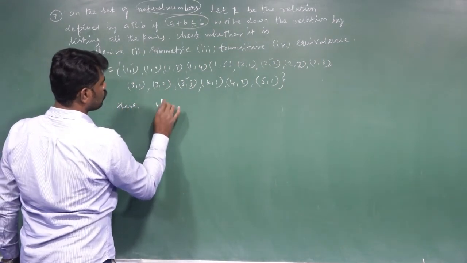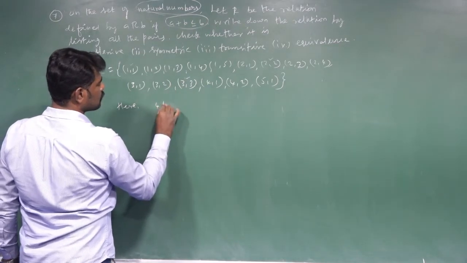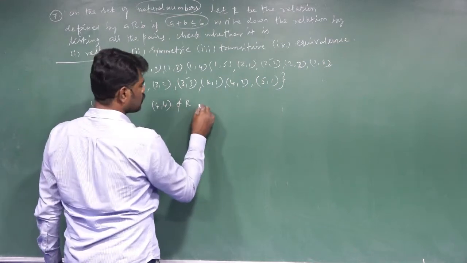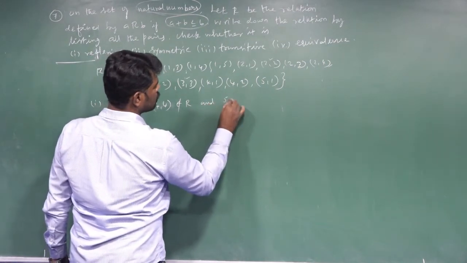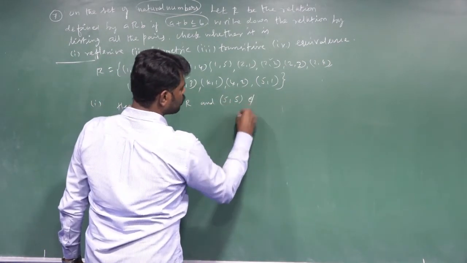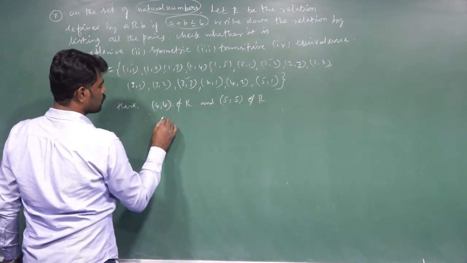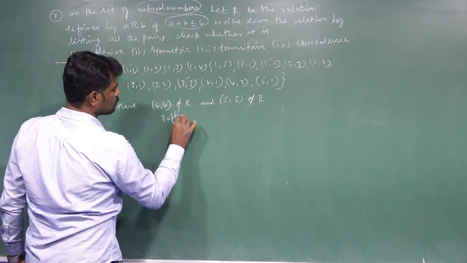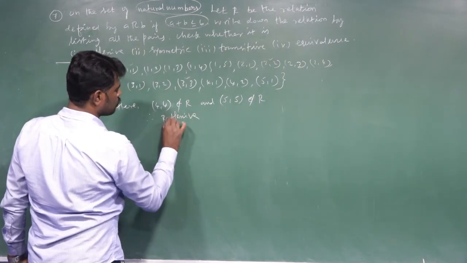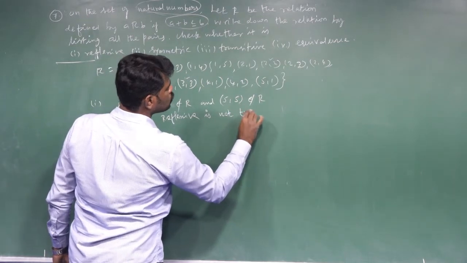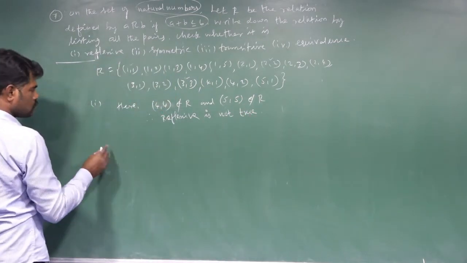Here 4 comma 4 does not belong to R, and 5 comma 5 also does not belong to R. Therefore reflexive is not true.